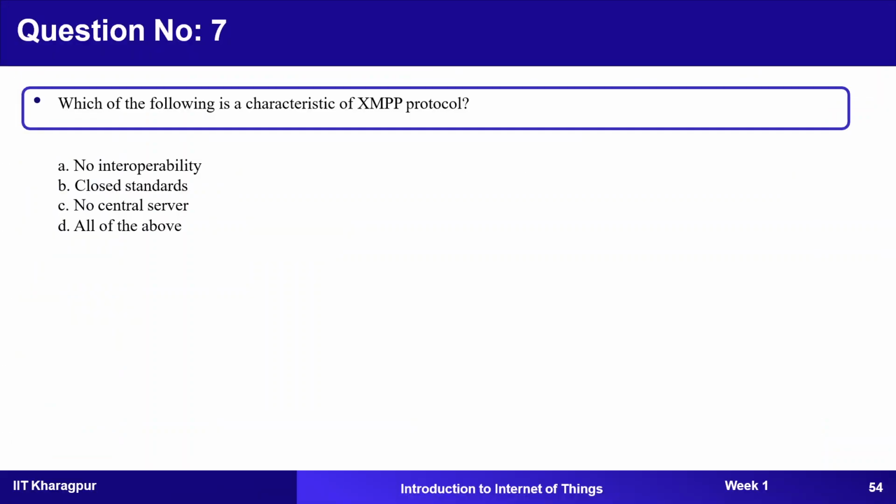So question number 7 is, which of the following is a characteristic of XMPP protocol? Options are no interoperability, closed standards, no central server, all of the above.